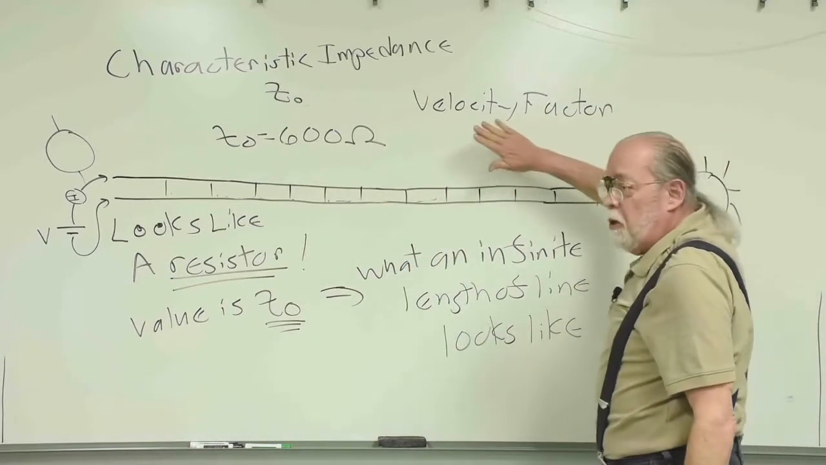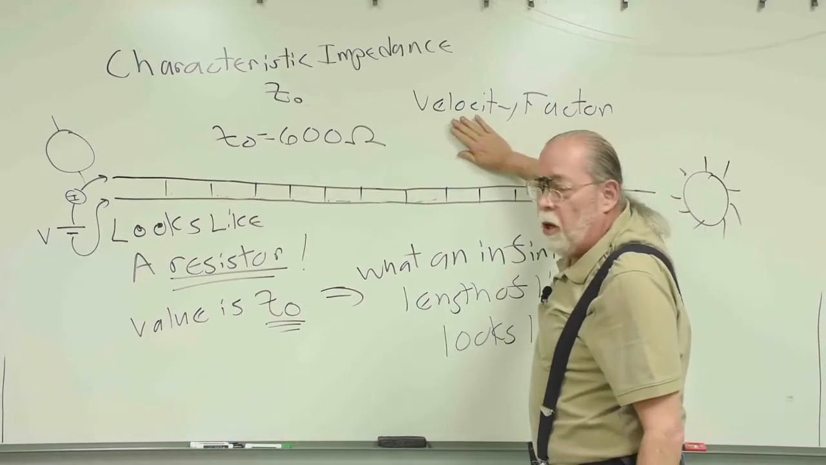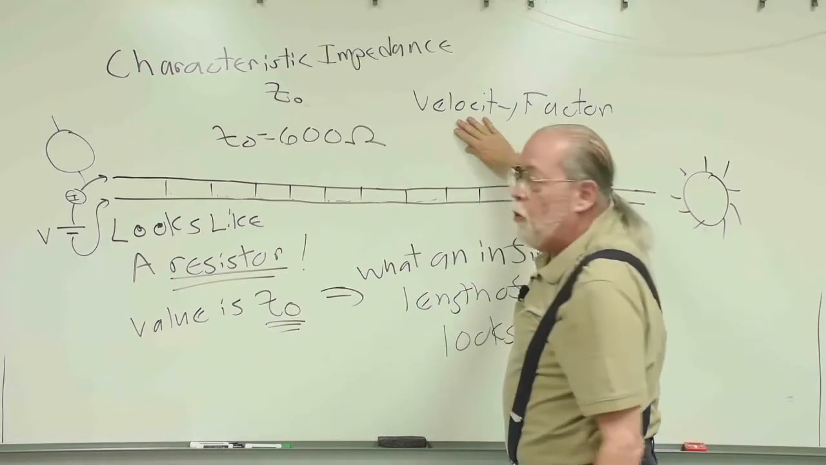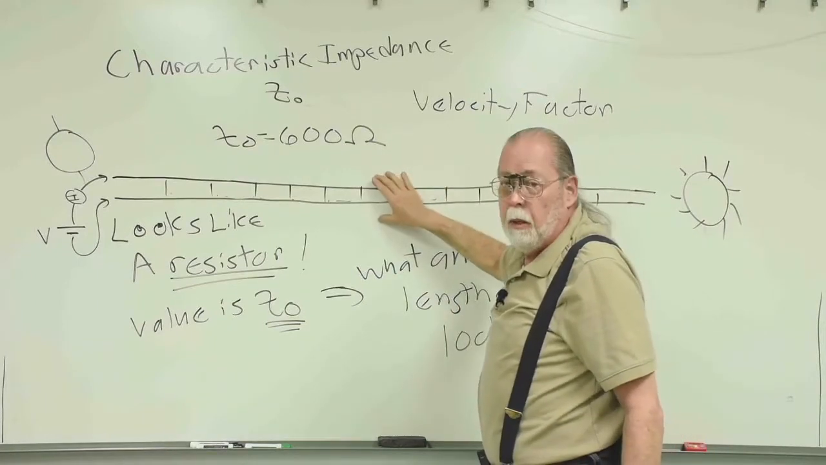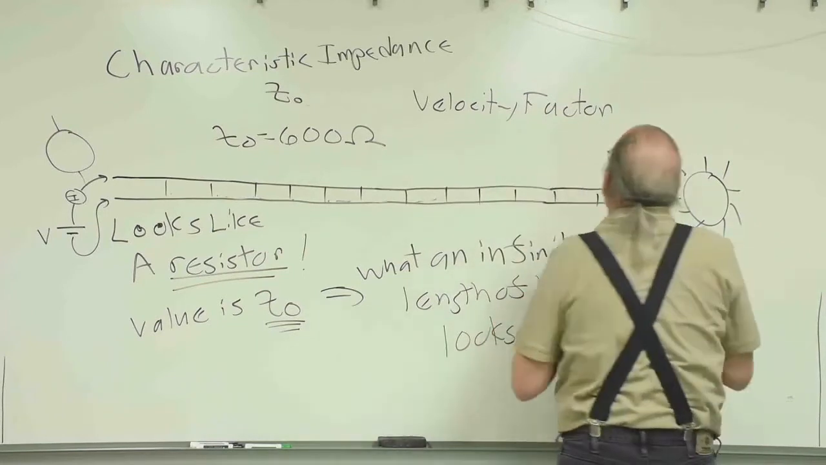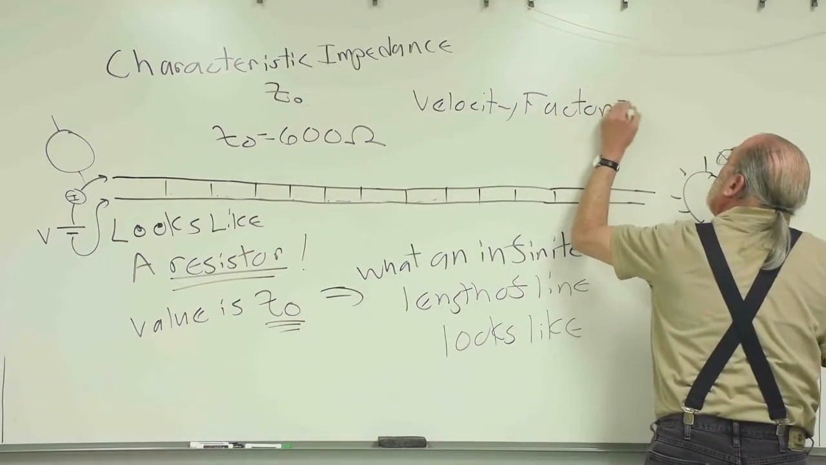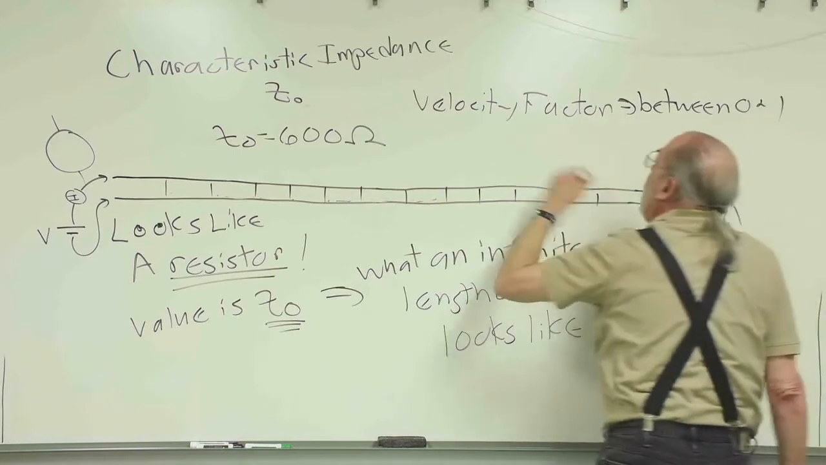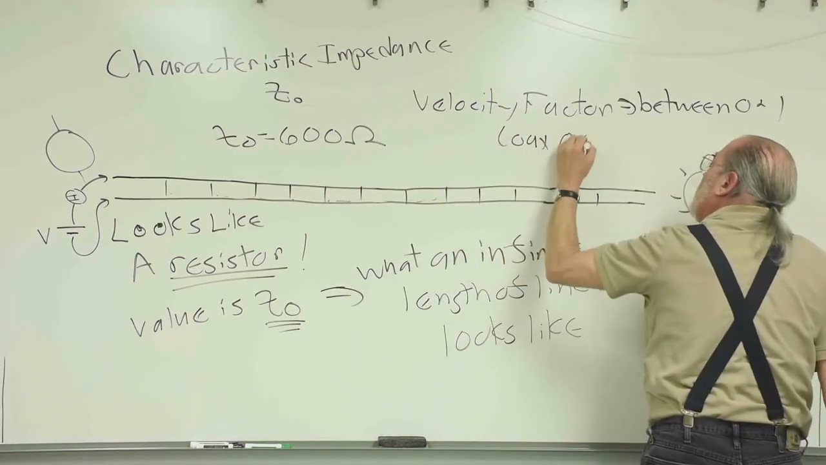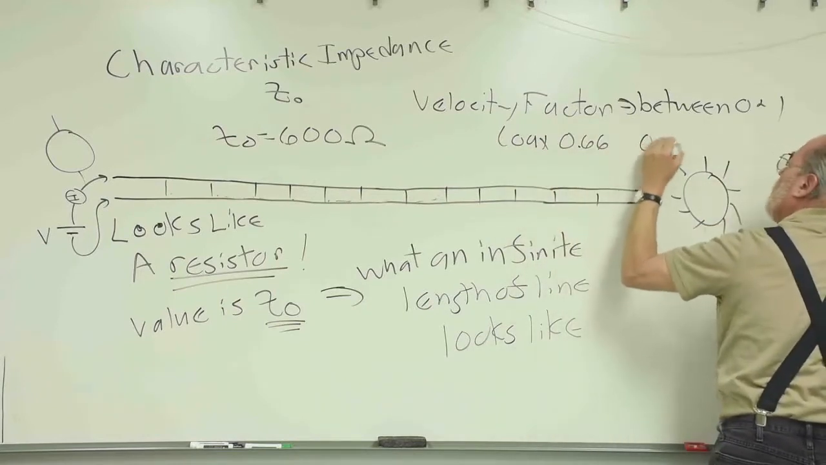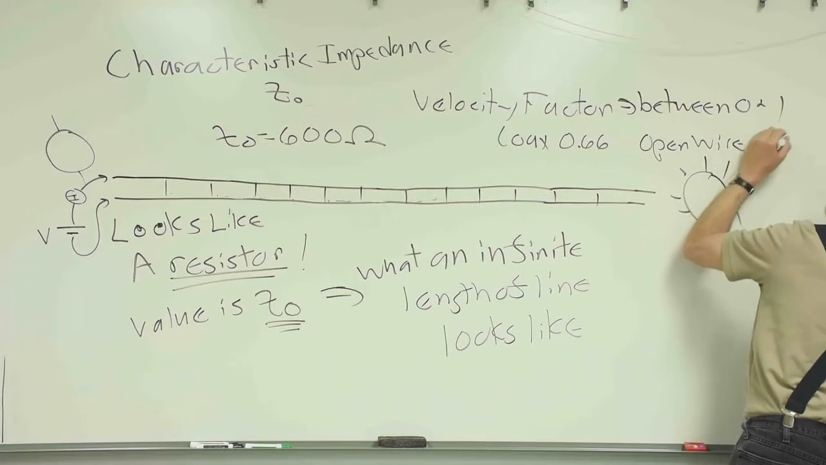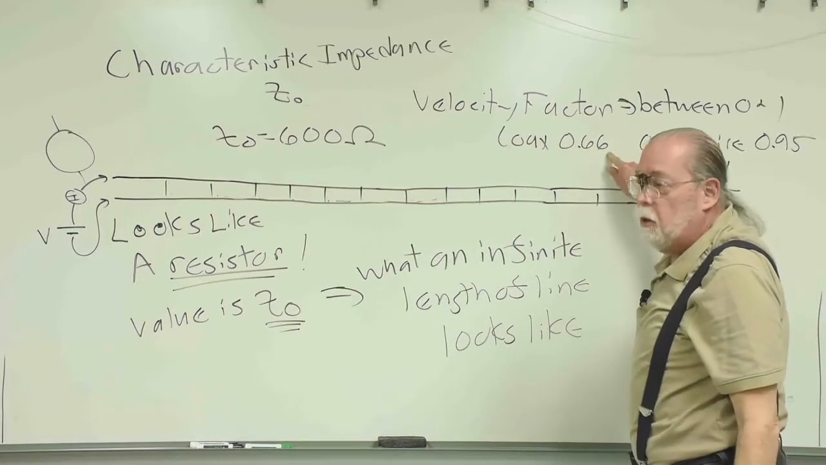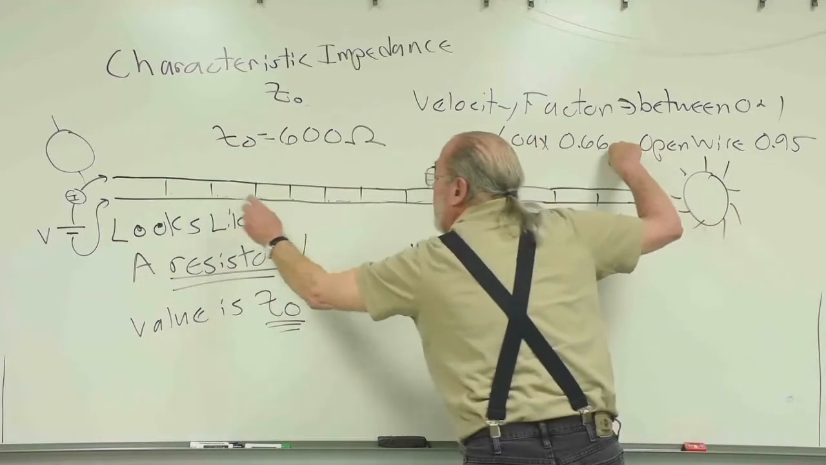Velocity factor, that's only important if you're using the transmission line as a matching network. Then you have to take this into account. The velocity factor means that the wavelength in the line is shorter. The velocity factor is between 0 and 1. It's a percentage. So for coax, a typical value is 0.66. For open wire, it might be 0.95. What happens is the wavelength in the wire is shorter because it's traveling slower.